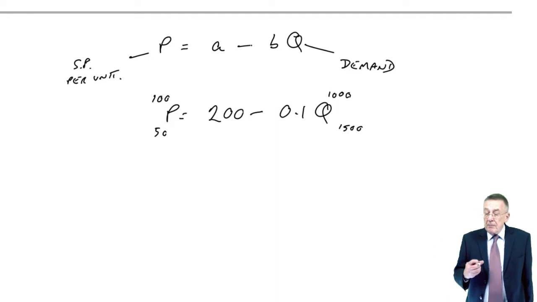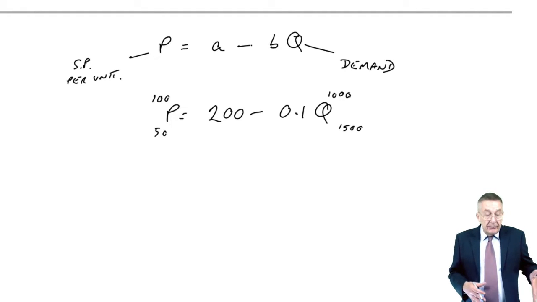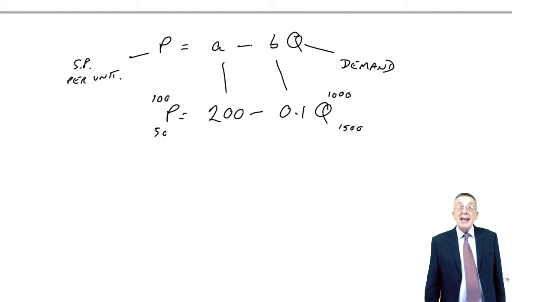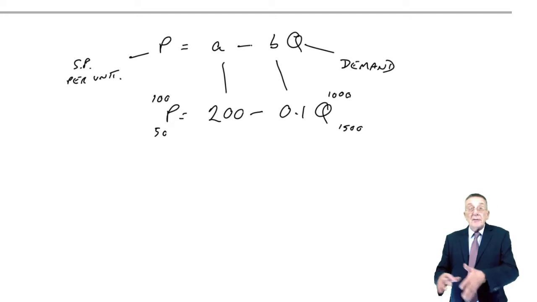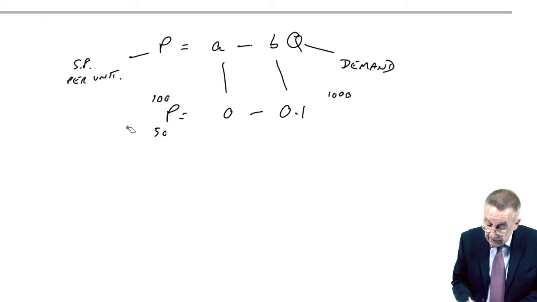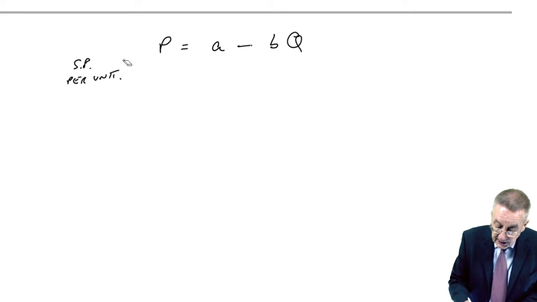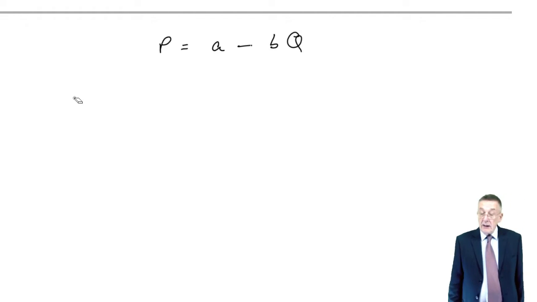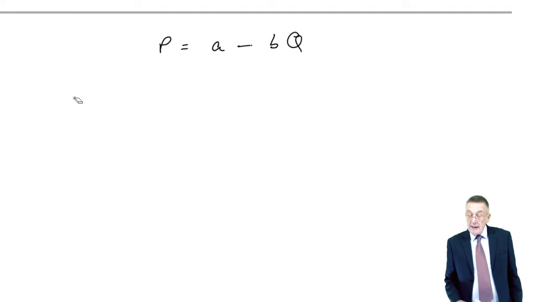And the first bit of your job in the exam stands to be, on information given to you in the question, to decide what are the values of A and B. Is it 200 minus 0.1 Q, or is it 500 minus 0.5 Q? Well, that's what we have to be able to sort out. It'll be linear, there are no squares, there are no cubes or anything. We assume this linearity, and that equation is in fact given to you on the formula sheet, and we'll look at the formula sheet shortly.